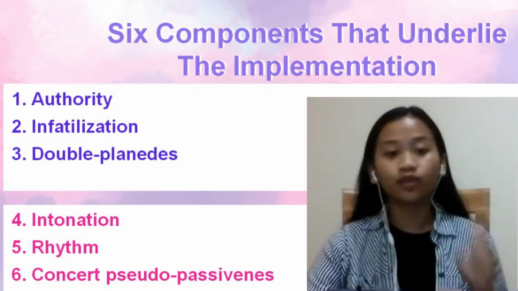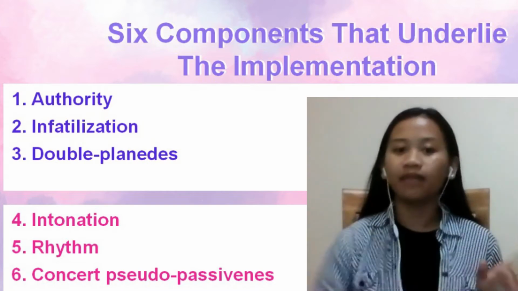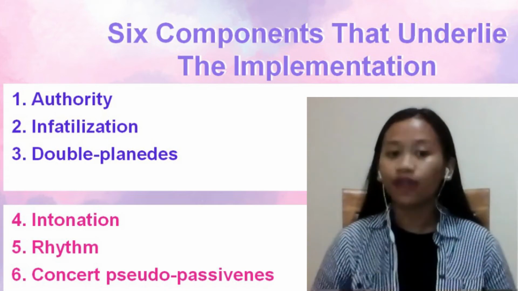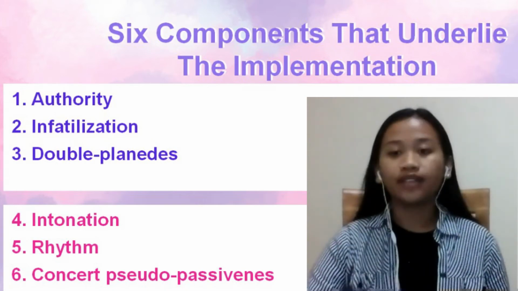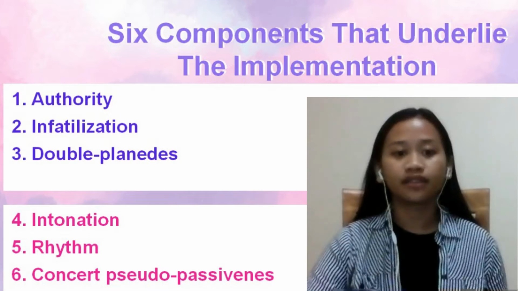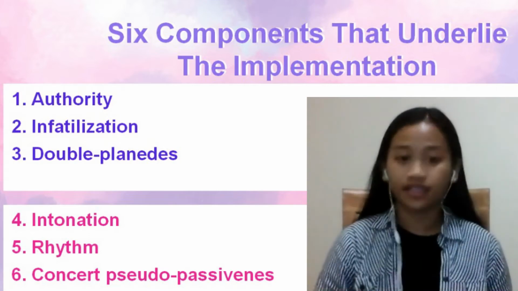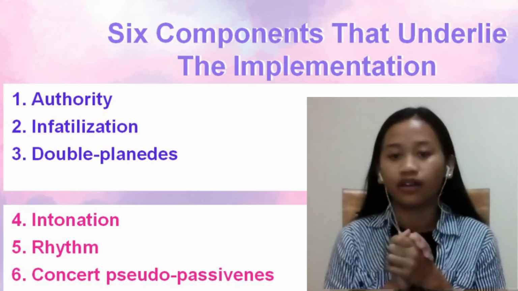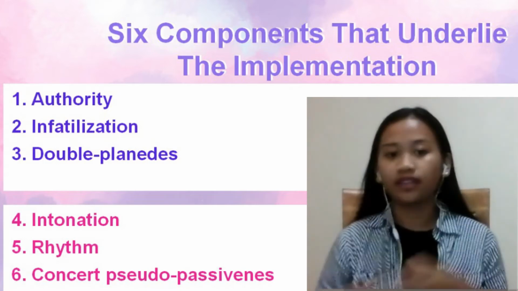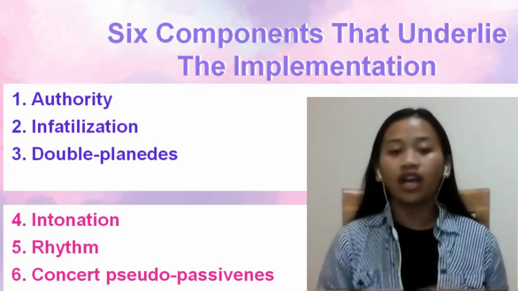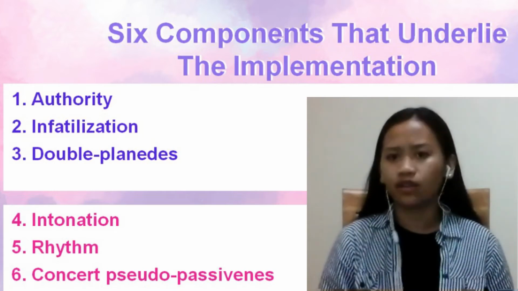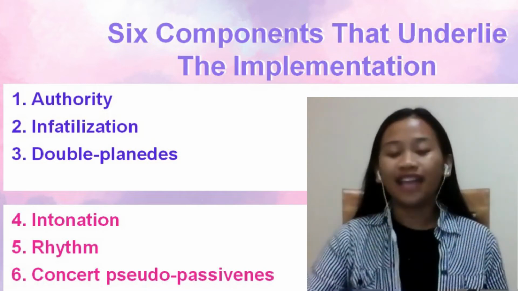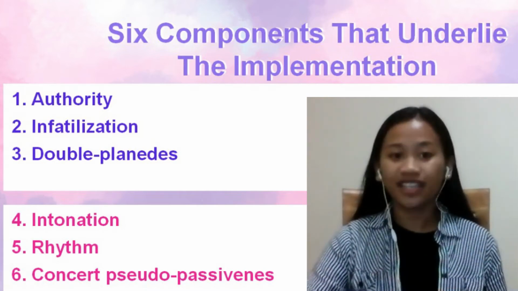They are, the first one, authority, which means that the teacher has full power to have a positive influence on the student. And then the second one is infantilization. Here, the teacher must try to maintain a warm relationship with the student. And then double-planedness, where the learning process occurs directly and also indirectly, learning from the environment. And then the fourth one is intonation.